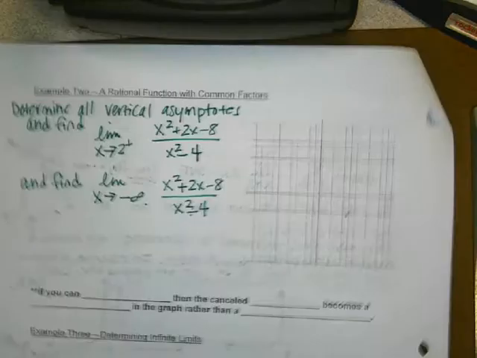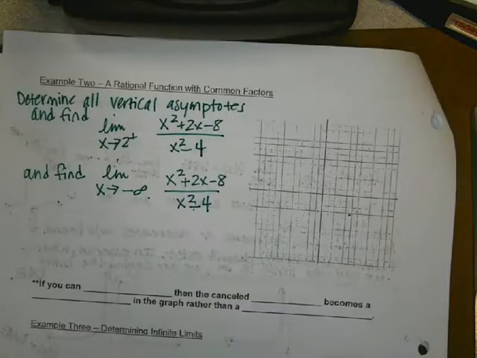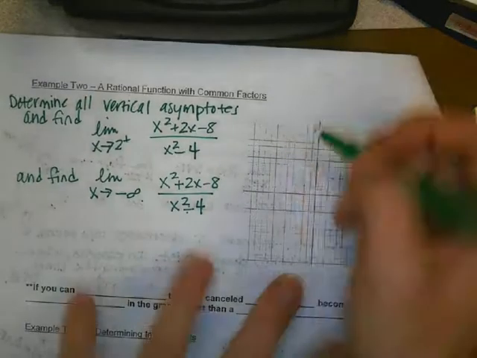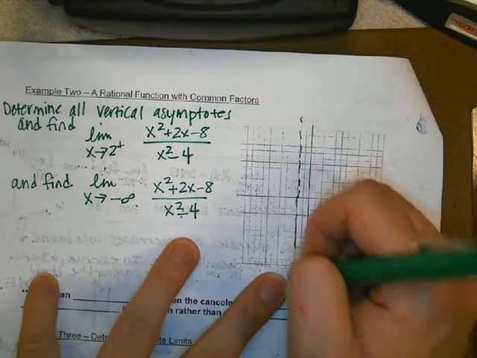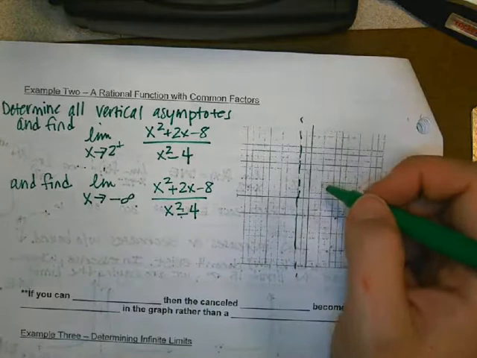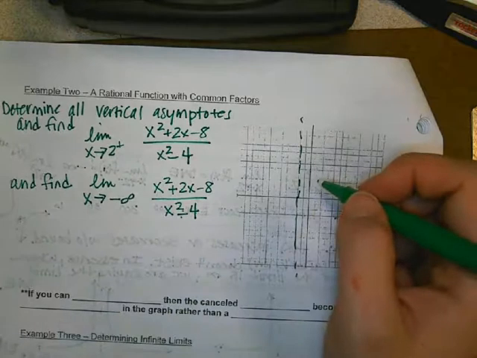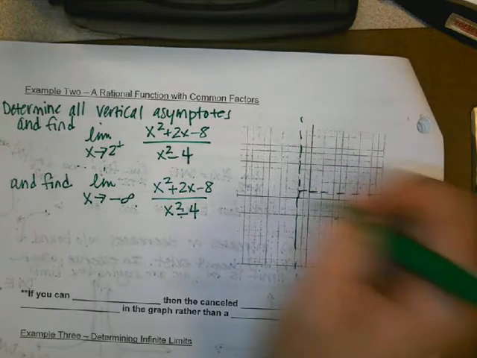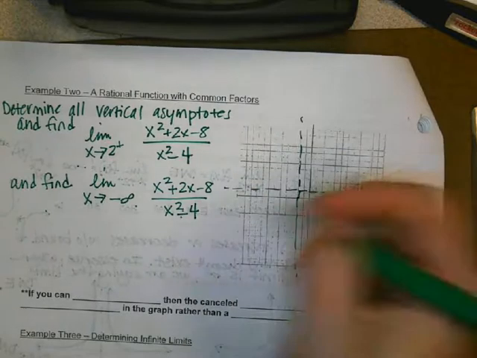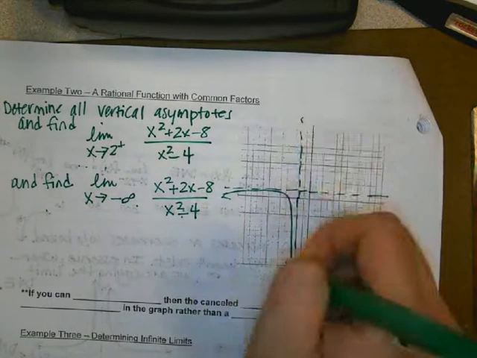Okay. Now, if you were to graph this, you would see that there is an asymptote at negative 2. And then also that you're going to have a horizontal asymptote at 1. And then your graph looks something like this.